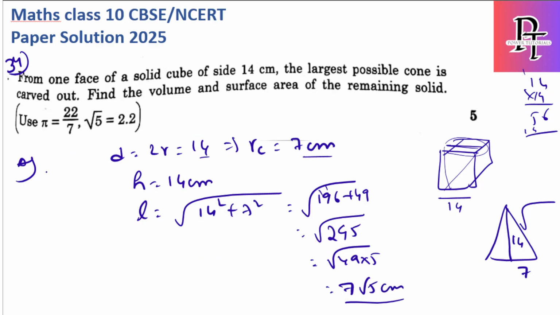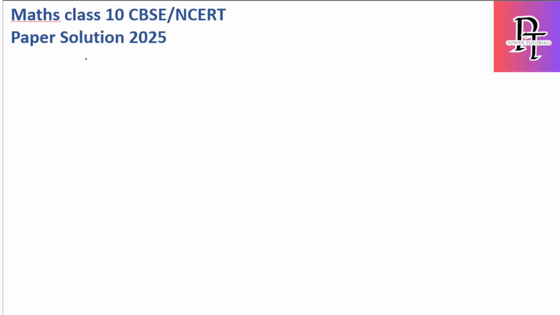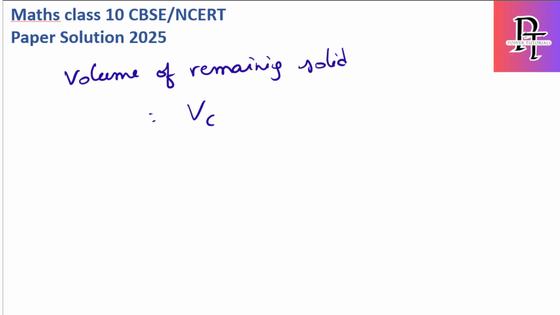And for the cube, it is simple. Each side is L, which is 14 centimeters. Okay, let's find what they are asking now. They are asking the volume and surface area of the remaining solid. Let's find volume first. Volume of remaining solid. To find volume of remaining solid, we simply have volume of cube minus volume of cone.